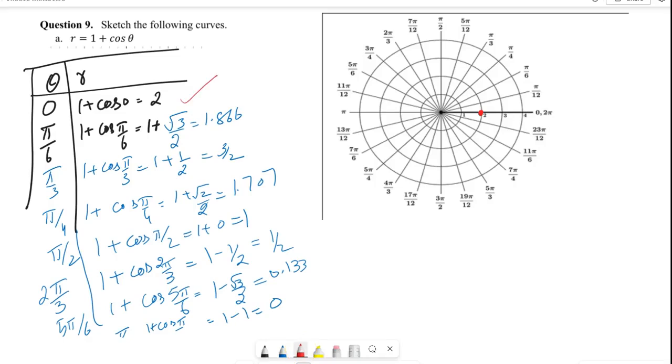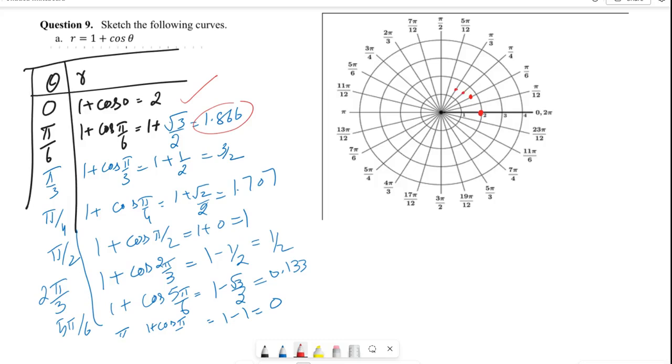We already did the first one. The second one, on the pi by 6 line, we have 1.866. 1.866 is a little lower than 2. So your point would be here. For pi by 3, we have 3 by 2. So 1.5. So a little less than, obviously, 1.866. Pi by 4, it's in between these two values.